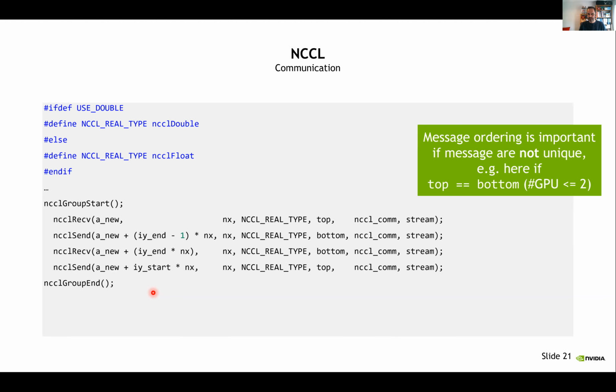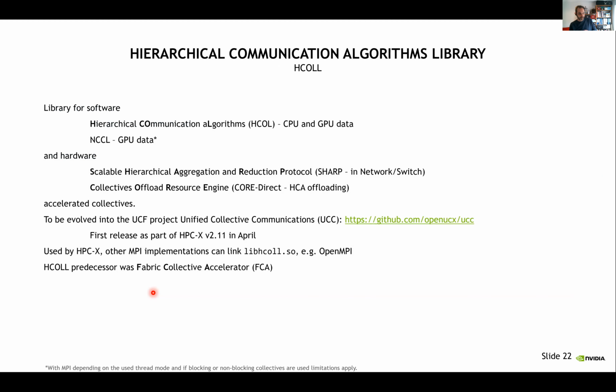Okay, before taking some questions, I also want to point out how you can leverage NCCL collective performance from MPI programs without even programming. That is possible via the Hierarchical Communication Algorithms Library, short HCOL, which is a library for software and hardware optimized collectives on CPU and GPU data. It comes with its own optimized algorithms for CPU and GPU data, but it can also use a NCCL backend on GPU data.